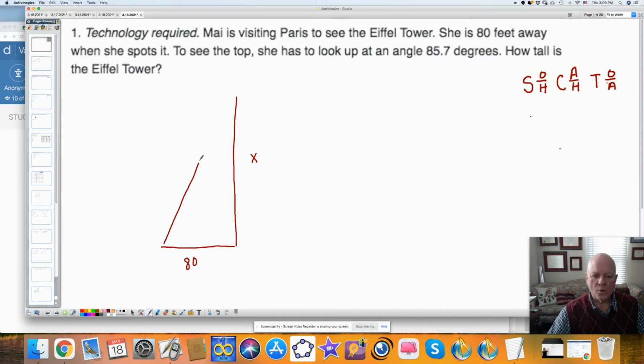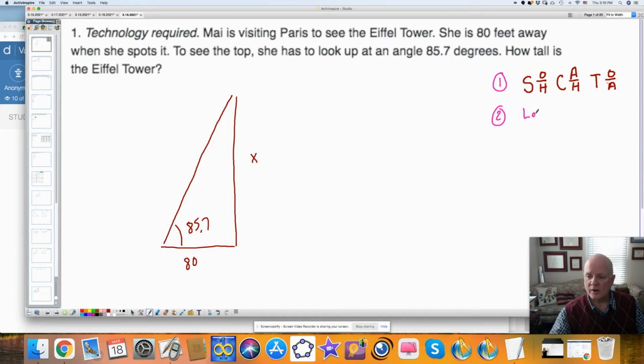We want to know how tall it is when we know that the angle she's looking up at is 85.7 degrees. The way that we set this up, and this is going to be like this for all of our problems, the first thing we do is write down the trigonometric ratios. SOHCAHTOA is a memory aid to help you remember which ratios are which. The sine is the ratio of the opposite divided by the hypotenuse. The cosine is the ratio of the adjacent divided by the hypotenuse. The tangent is the ratio of the opposite divided by the adjacent. So we write SOHCAHTOA.